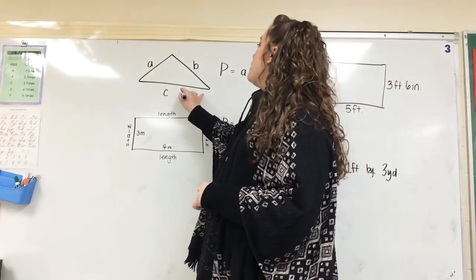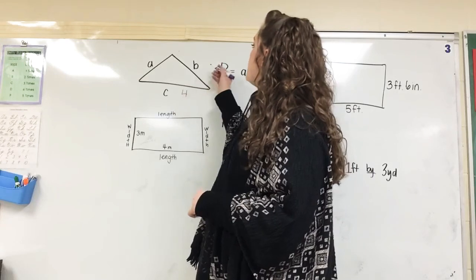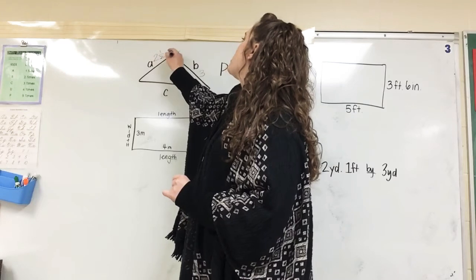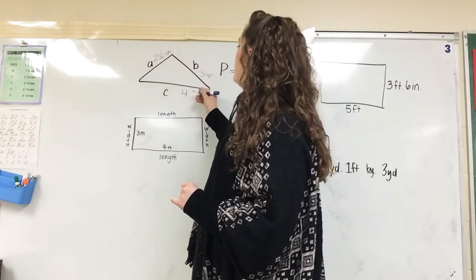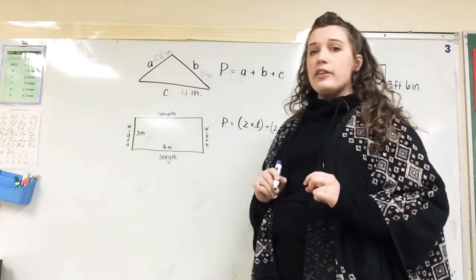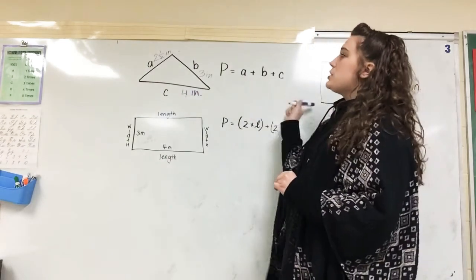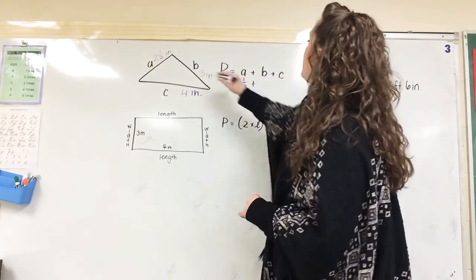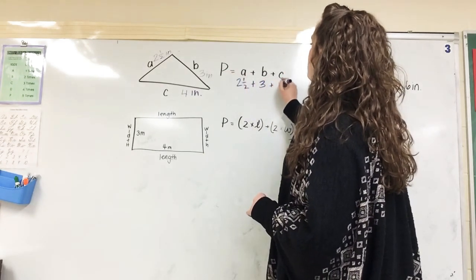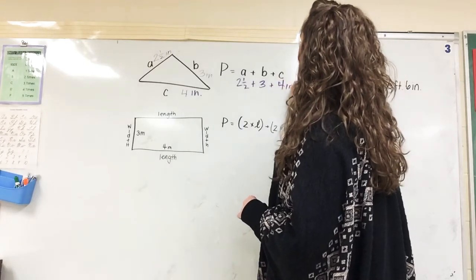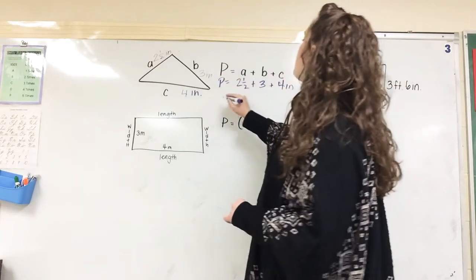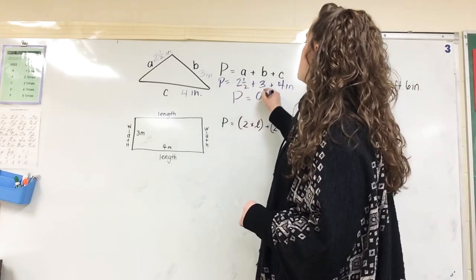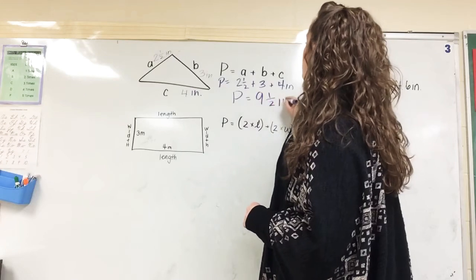So now if C is 4 and B is 3, A is going to be 2.5 inches. Let's say inches. I don't know if that's wide enough for you to see. Okay, so if those are the side lengths, we're just going to plug them into our formula here. So A is 2.5 plus B is 3 inches plus C is 4 inches long, side C. So our perimeter is 2.5 plus 3 plus 4, so that's 9.5 inches around the entire triangle.